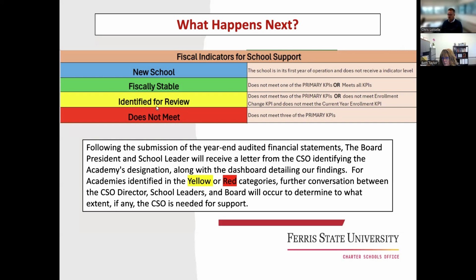The other direction could also happen. If we've identified your school for review and through conversation, it's clear that there's more strain and more financial stress on the school than what those KPIs indicate, you could move down to a does not meet category, and then further conversation will be had about what type of support we may need to fund or provide on the CSO side in order to help mitigate any major fiscal problems for your school.